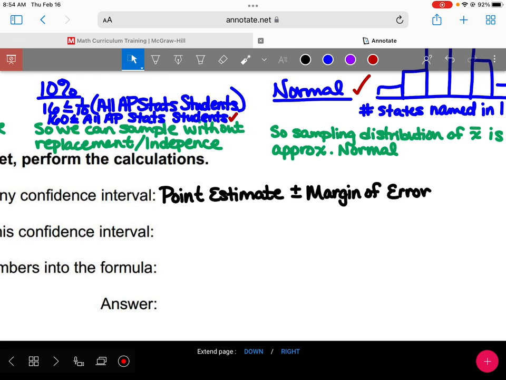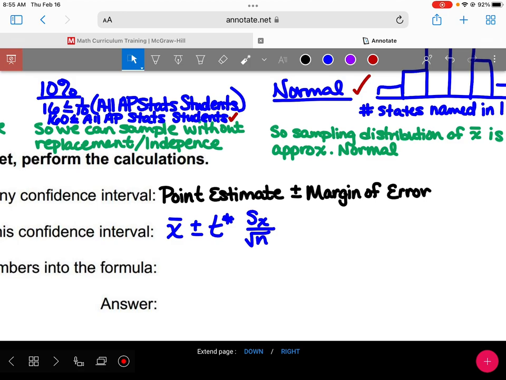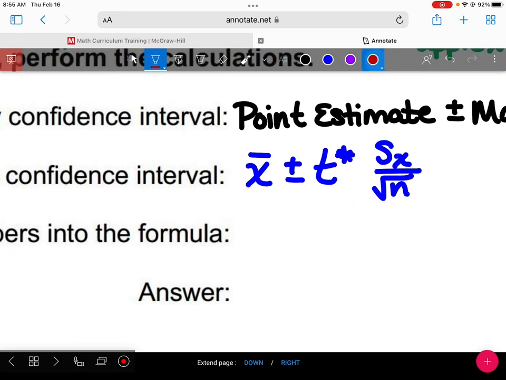Specific formula for this confidence interval. What is the point estimate when we're doing means? X bar. So X bar plus or minus T star SX over square root of n. Yes. So let's substitute our numbers in. What was our X bar? 14.125.